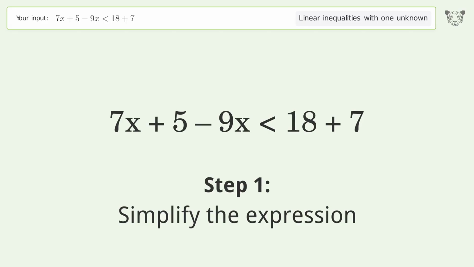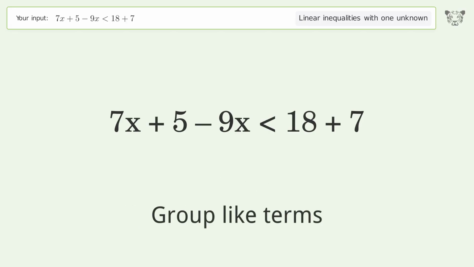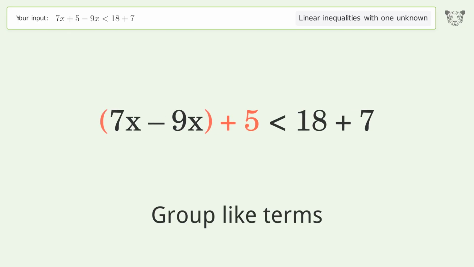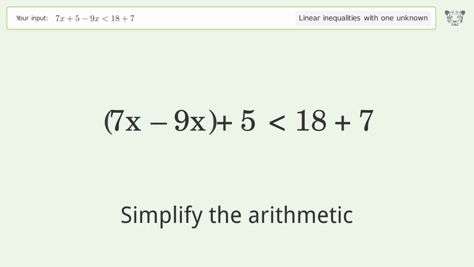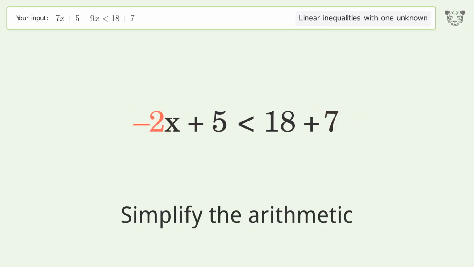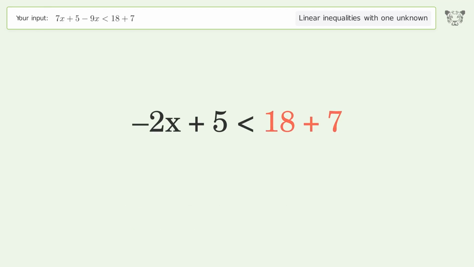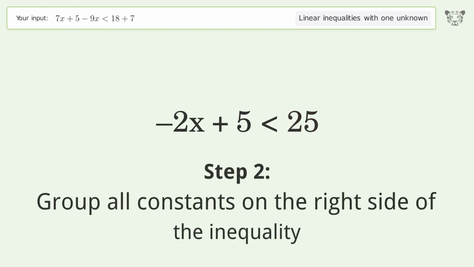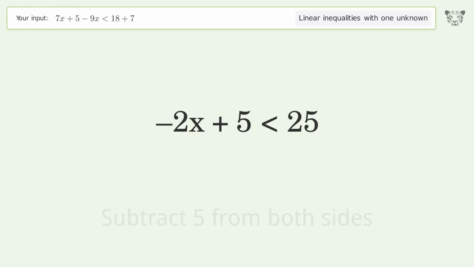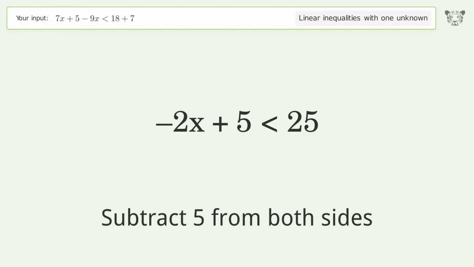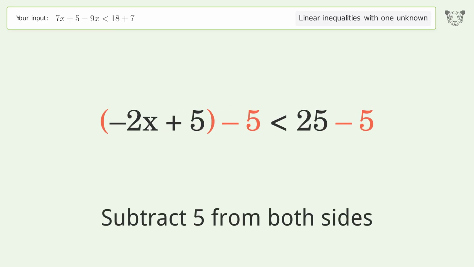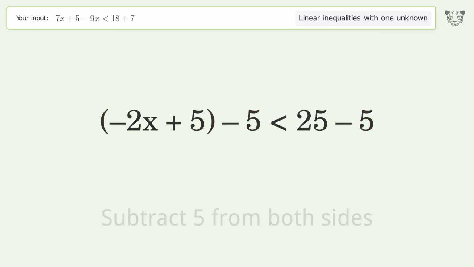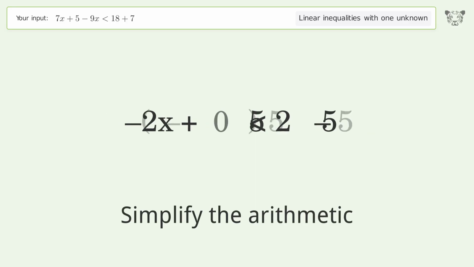Simplify the expression. Group like terms. Simplify the arithmetic. Group all constants on the right side of the inequality. Subtract 5 from both sides. Simplify the arithmetic.